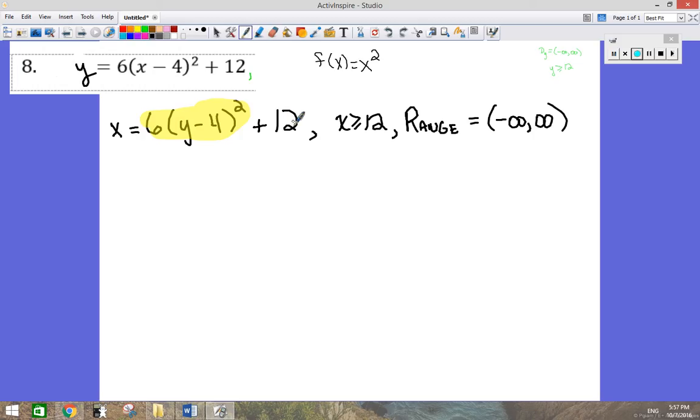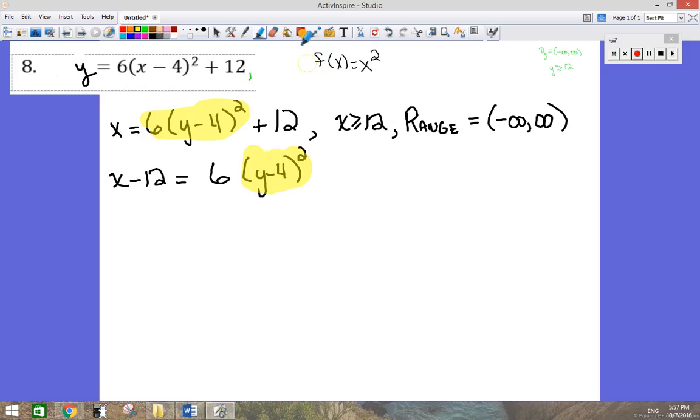Well, I can move this 12 to the other side by subtracting 12. The term that has my y, I can isolate it. So I have x minus 12 is equal to this factor of 6 times this factor that has my variable of interest. So now I want to get that factor that has the y by itself.